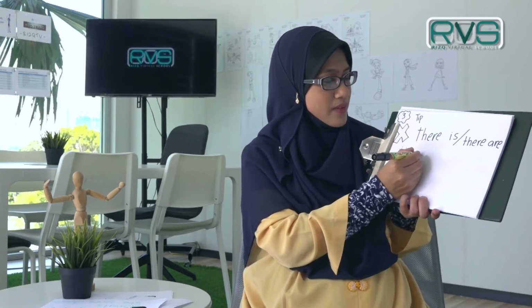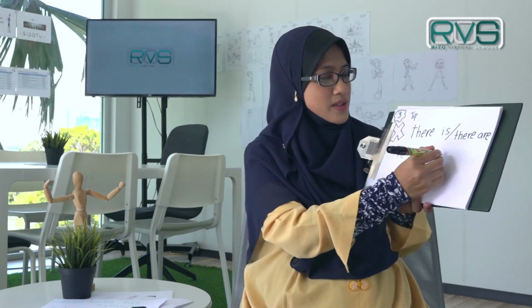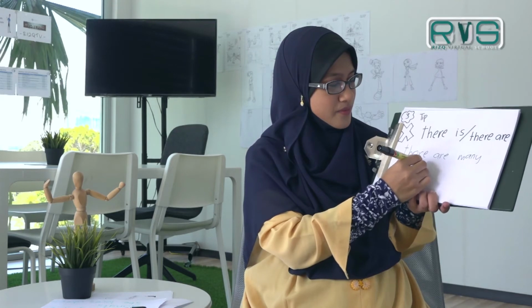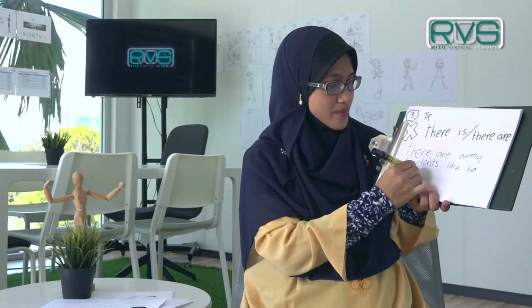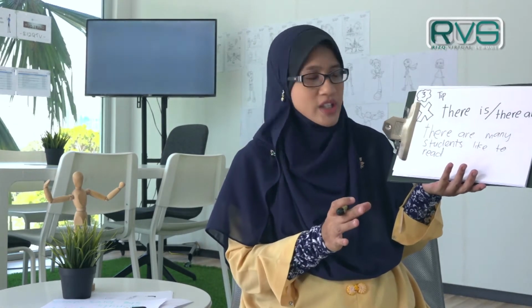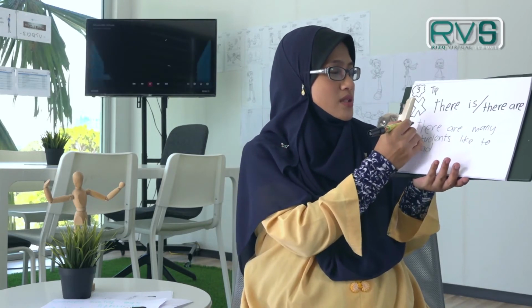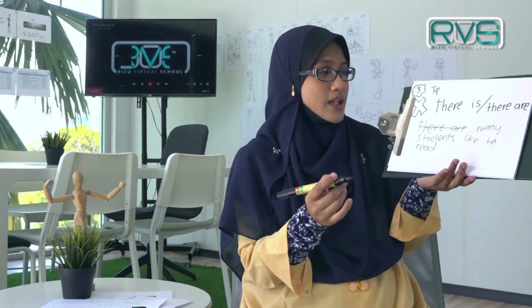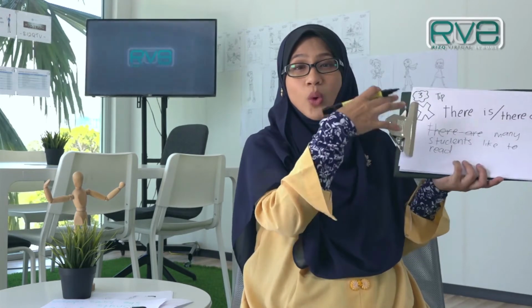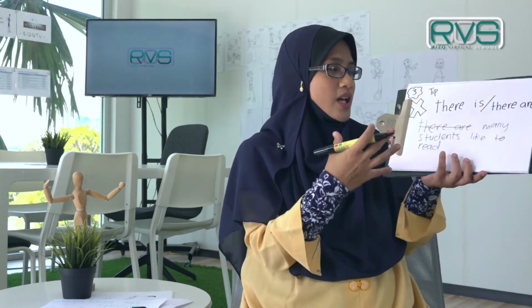There are many students like to read. Okay, so there are many students like to read. So how do you simplify your words? Okay, so you must again cut out there are, and just write many students like to read. Many is also showing that the quantity is there. So you don't need to say that there are many students like to read. So many students like to read.